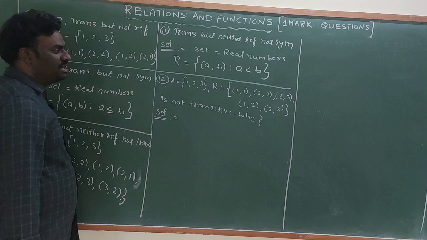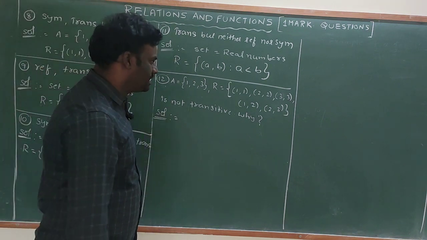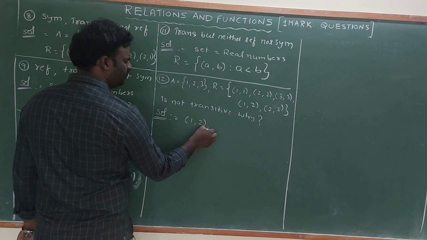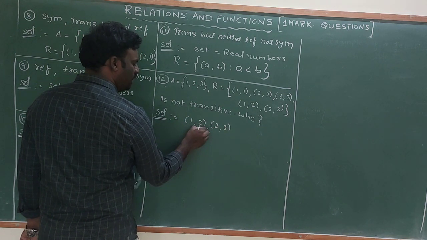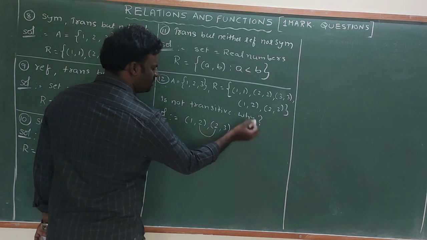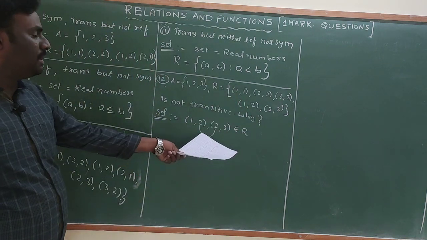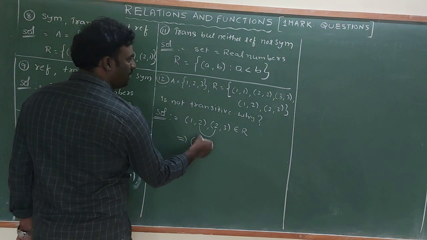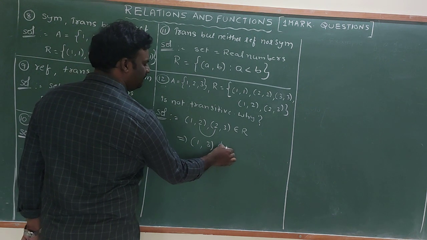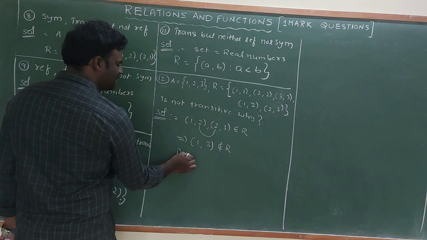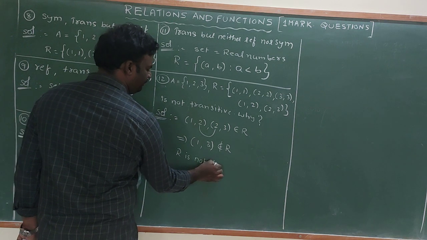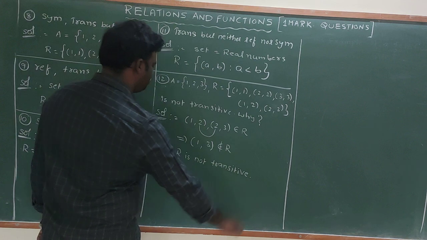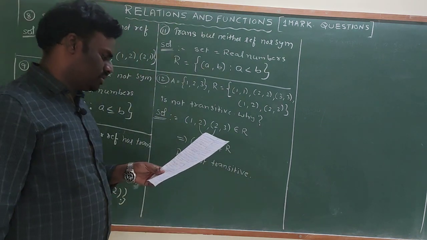To verify the transitive relation, we need to take two pairs. So I am taking these two pairs (1,2) and (2,3). Both belong to R. If (1,2) and (2,3) belong to R, then the resultant pair will be (1,3), but (1,3) is not there in this relation. Therefore, R is not transitive. That is the answer for question number 12.